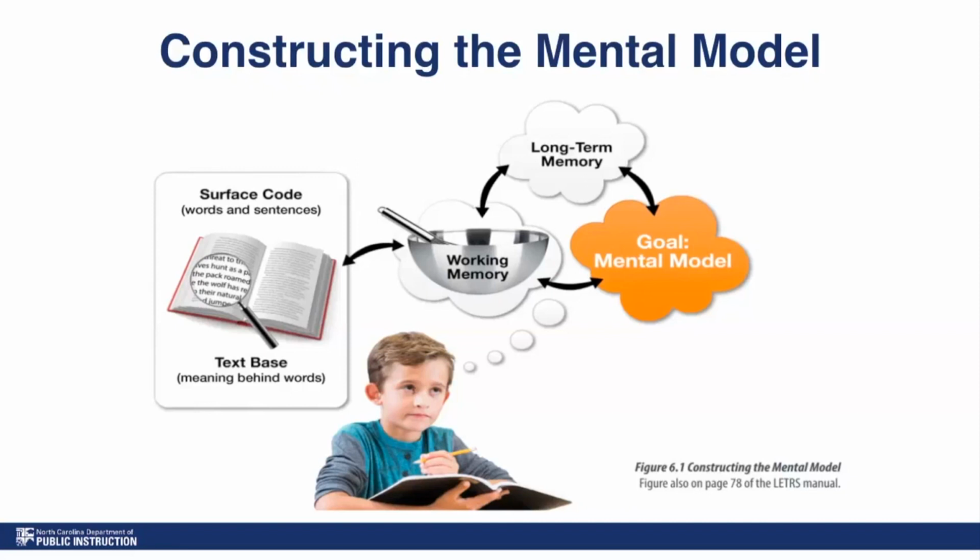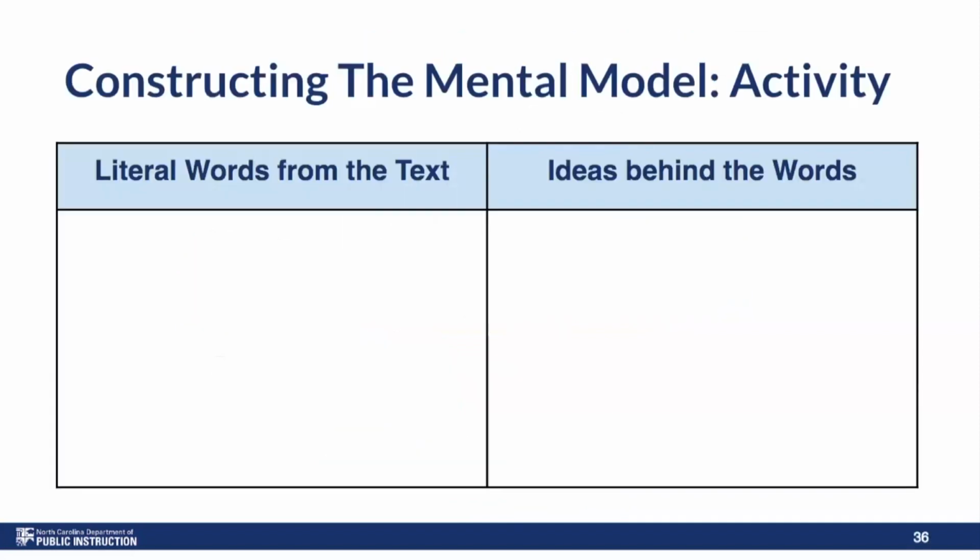Okay, so this is very theoretical, and sometimes it is helpful to have an actual example. So we're going to be thinking about this image in your head, and we're going to actually construct a mental model. I am going to read a short passage, and I want you to think about what I'm reading. So what is actually happening in your mind while I read this?